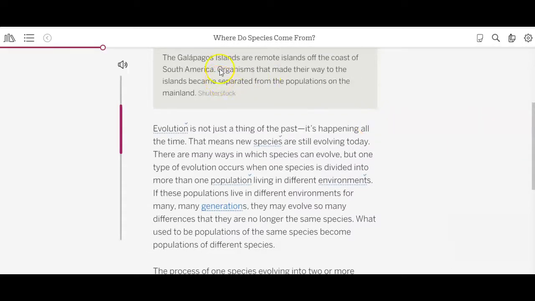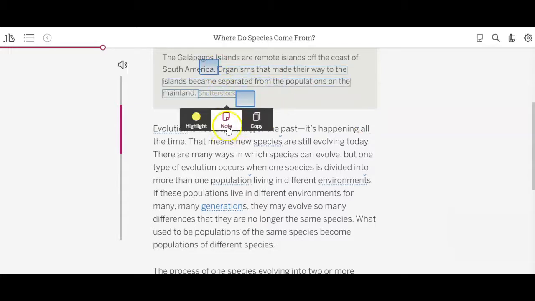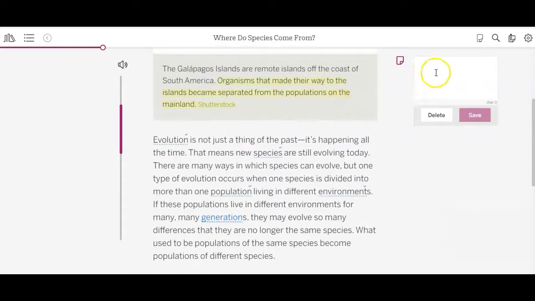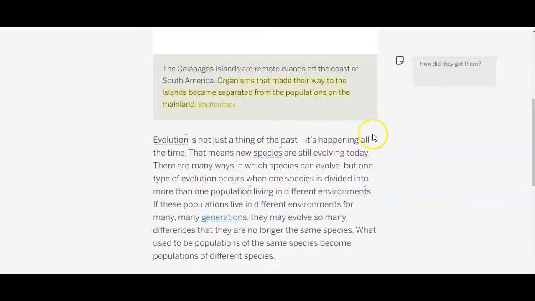So I'm going to go ahead and highlight. Organisms that made their way to the island. So I'm going to make a note. How did they get there? Right? How did all of a sudden they get to the island? Alright, so now I'm going to keep on reading.